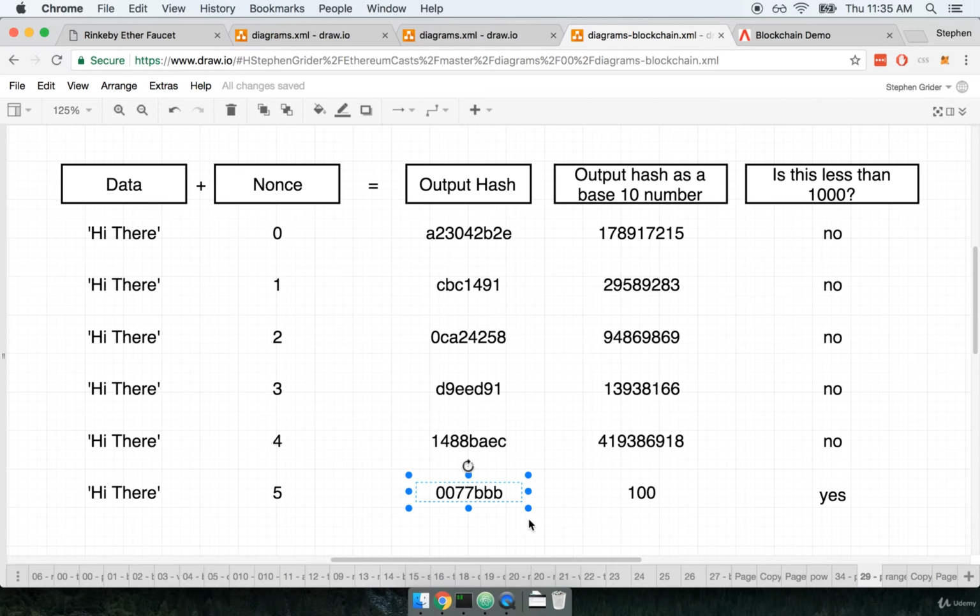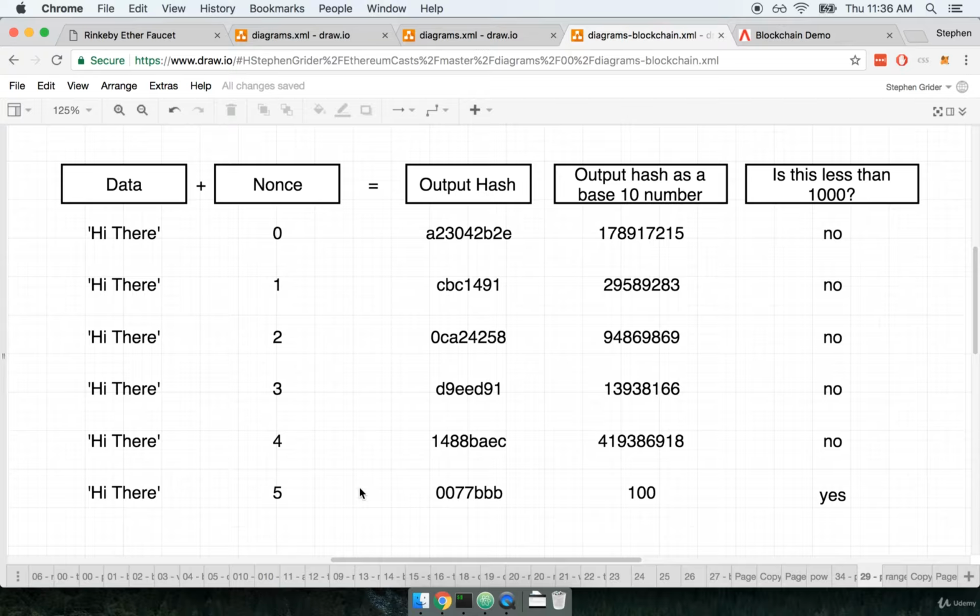That gives us an output hash of 0077BBB. Maybe that is equal to 100. Okay, 100 is less than the target value of 1000. That means we have found a valid solution. So he is correct that we are kind of looking for a hash that starts with some number of leading zeros, but in reality, we're actually looking at the value of the hash rather than just a specific number of zeros.